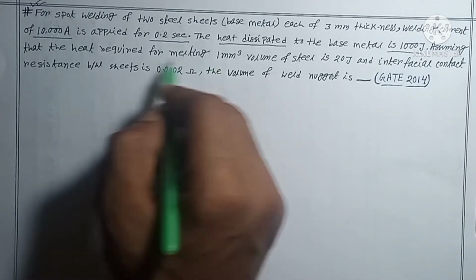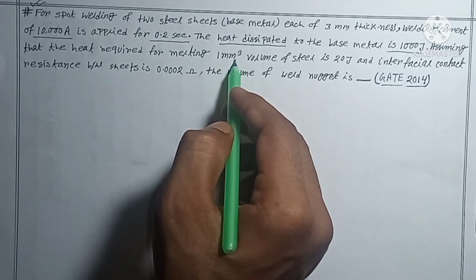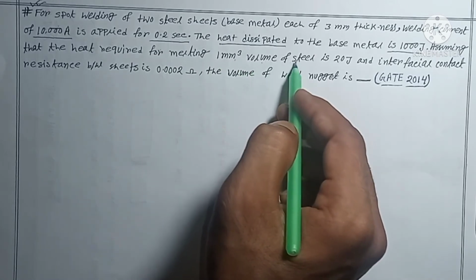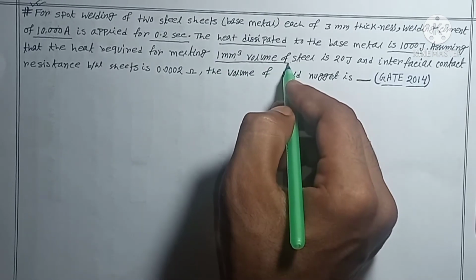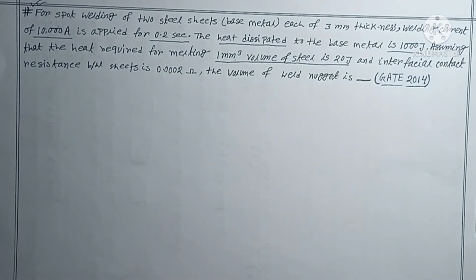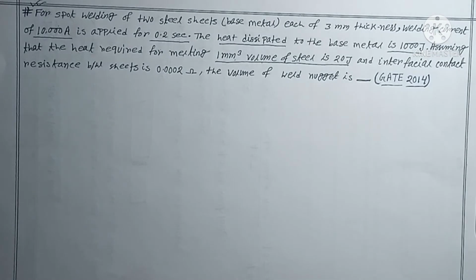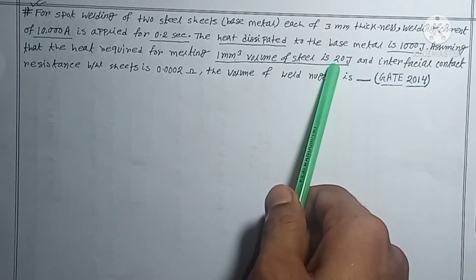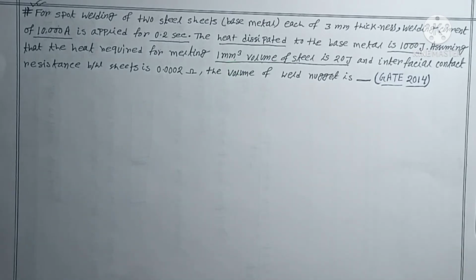Carefully understand the meaning of this line. Heat required for melting 1 mm cube volume of steel is 20 joule. Means if you want to melt 1 mm cube volume of base metal, then you require 20 joule. Basically, through this line they provide you the unit melting energy. So 20 joule per mm cube is the value of unit melting energy.